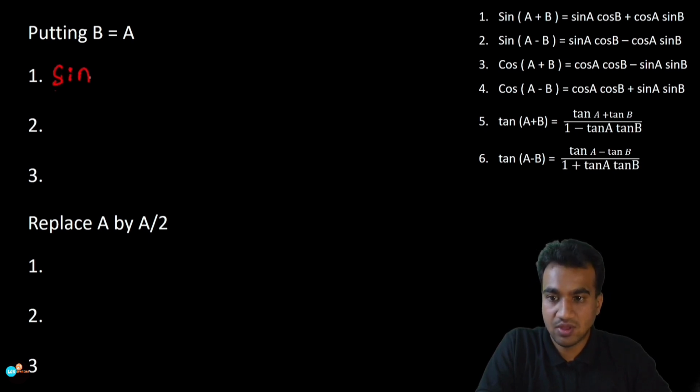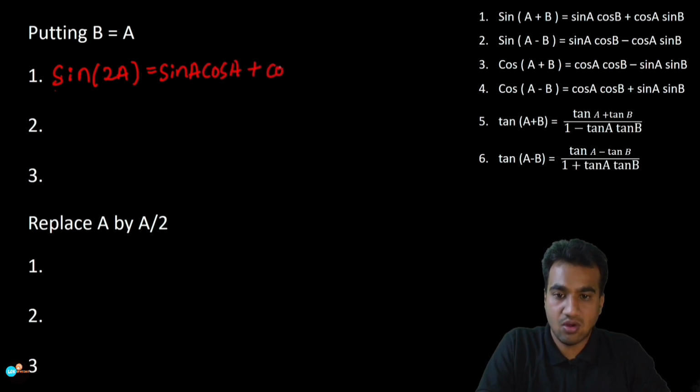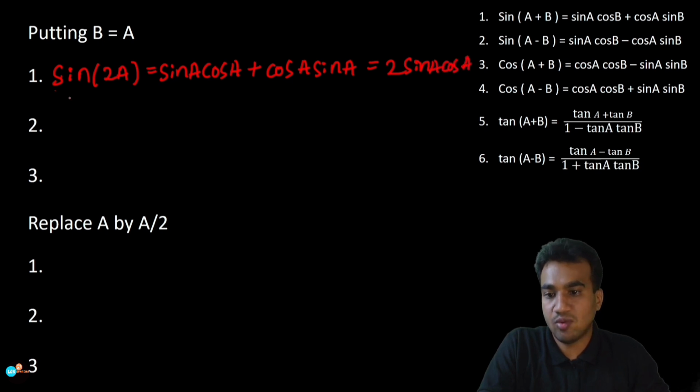So sin a plus a, ಅಂದರೆ 2a ಆಯಿತು. So that is equal to sin a cos a plus cos a sin a. ಸೊ ನಮಗೆ ಇವಾಗ ಏನು ಬರ್ತಾ ಇದೆ, ಇಲ್ಲೂ ಸೈನ್ ಎ ಕಾಸ್ ಎ ಇದೆ, ಇಲ್ಲೂ ಸೈನ್ ಎ ಕಾಸ್ ಎ ಇರೋದ್ರಿಂದ ಸೊ 2 sin a into cos a. So this is most important formula. So the formula sin 2a is nothing but 2 sin a into cos a. We have to remember this.